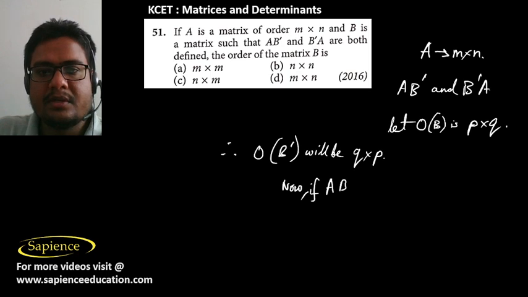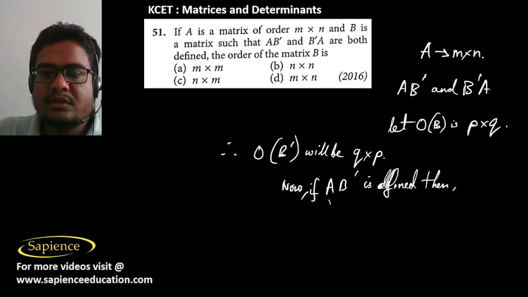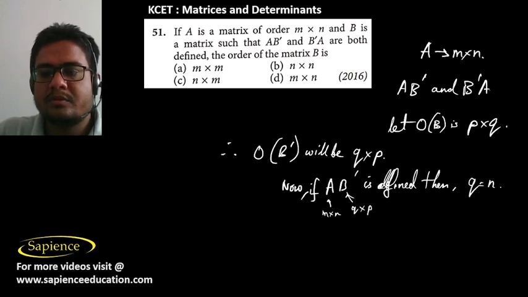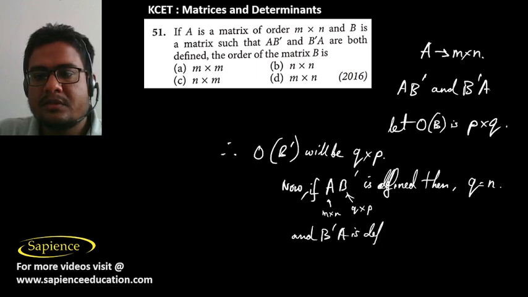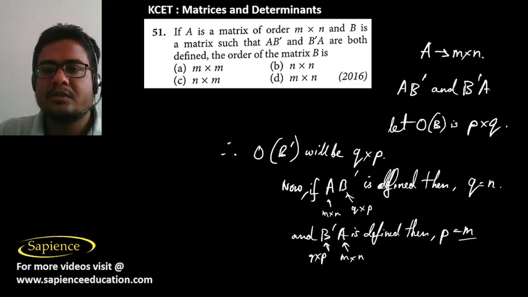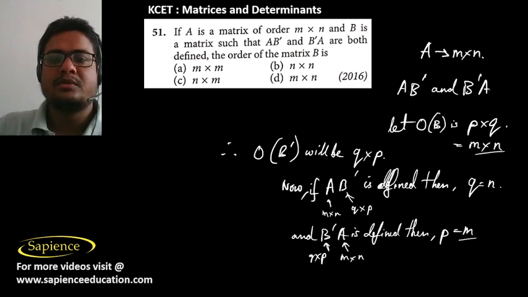If A B transpose is defined, A is of the order m cross n and B transpose is of the order Q cross P, therefore Q should be equal to n. The number of columns in A should be equal to the number of rows in B transpose. And B transpose A is defined, so the order of B transpose is Q cross P and A is of the order m cross n, so P should be equal to m. P is equal to m, Q is equal to n. So B also should be of the order m cross n. And D is the correct answer.